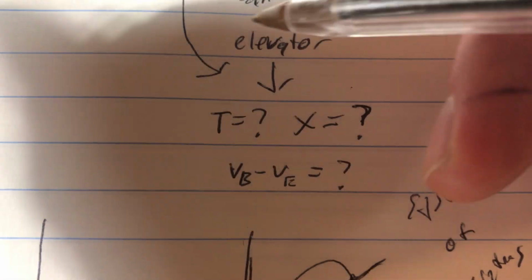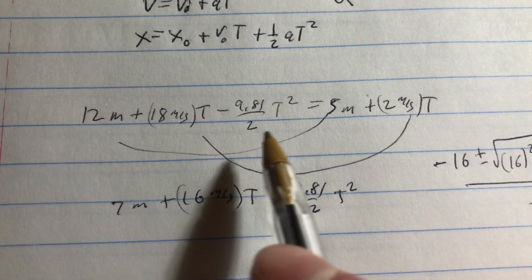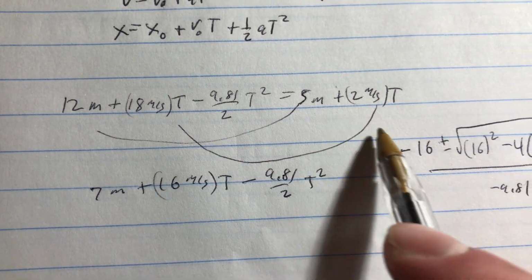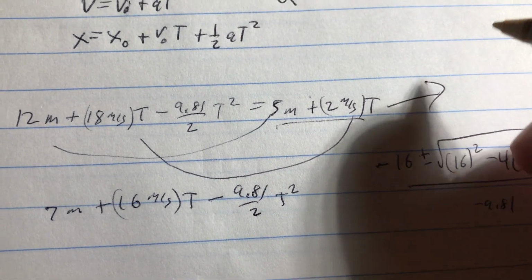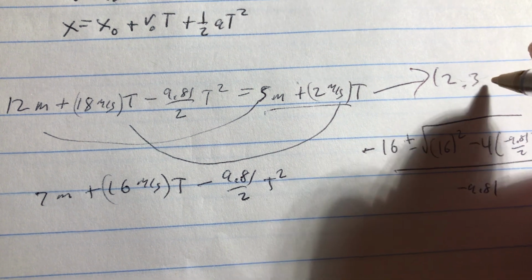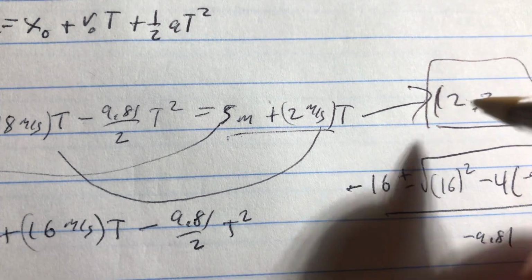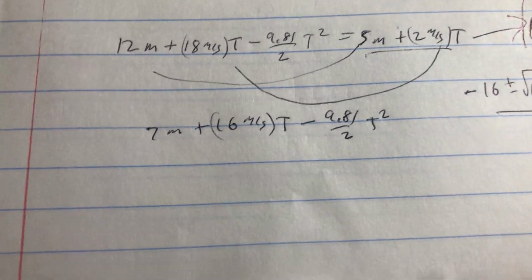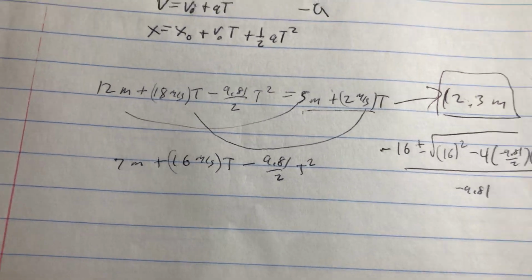Good. Now we've solved the when. Check. Now we need the where. That's easy since we have both position equations. Now we just plug in time. This one's shorter, so I'm going to do that one. And that comes out to be 12.3 meters. Now, I'm running out of room here, so I'll just go to the next page.